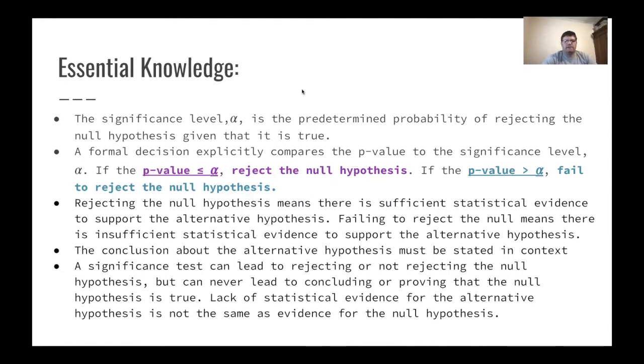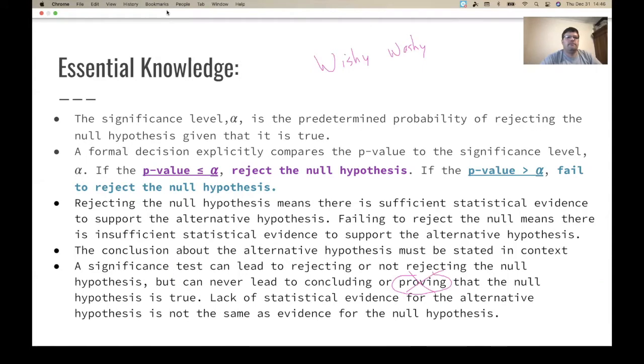This word right here is huge. This word is a no-no. Never conclude or prove the null hypothesis is true. You can't really prove anything. You want to use those wishy-washy words. You don't want to lock yourself into a corner, because there's always that chance. Something that happens 5% of the time can actually happen. It's just not very likely. It's just there's evidence. It suggests. Use wishy-washy words.